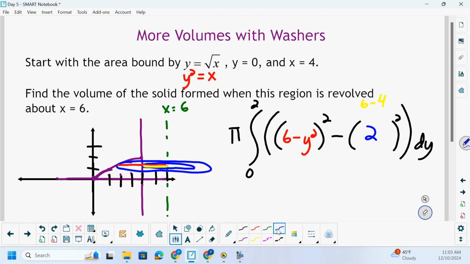The setup is the biggest challenge. From there, we've got to multiply it out, do our antiderivatives, and sub in. So we're going to pause the video for 5 minutes to let you do those calculations all the way out, and then we'll come back and check your answer and try the next one.